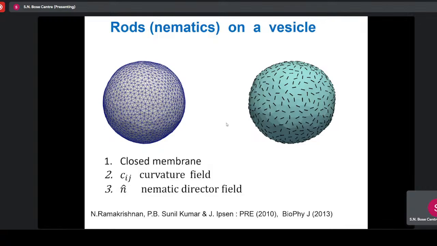So this is a new term here. These rods are described by these nematic vectors. There is no head and tail for these rods. And the question is how the rods interact with the membrane and among themselves.